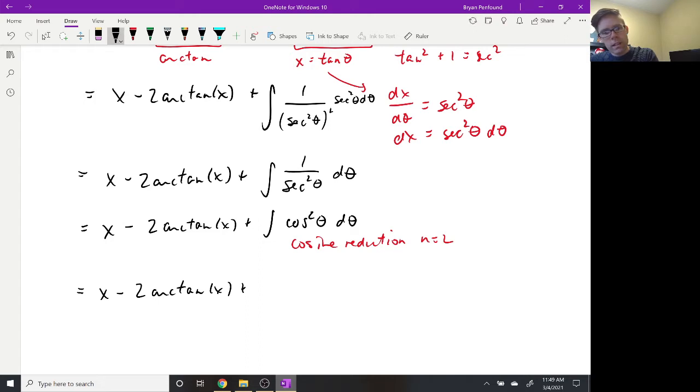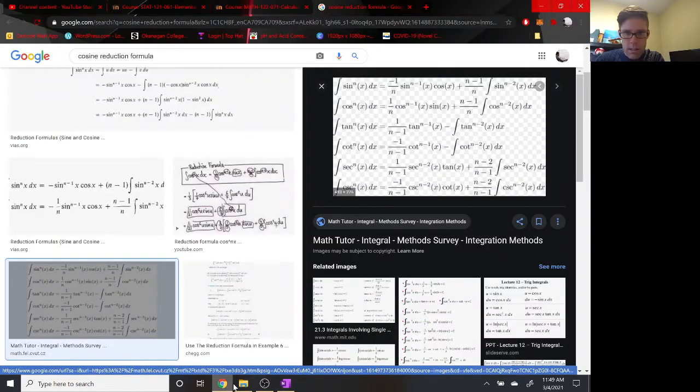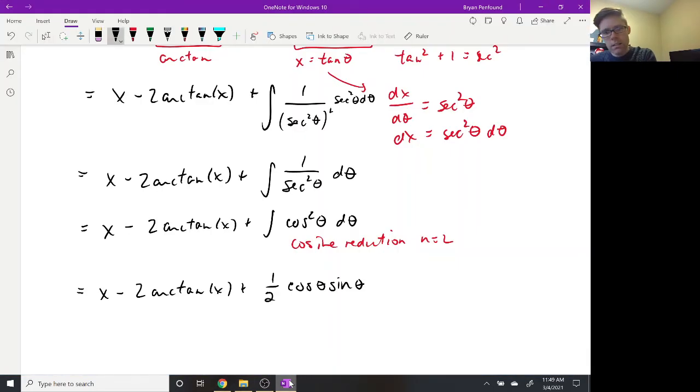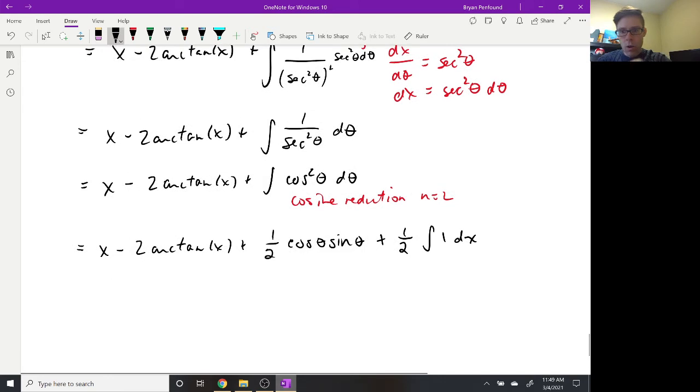All right, so what did I say? I said 1/2 cosine theta sine theta. And is it plus, I think? I think it's a plus. Yes, plus 1/2 integral of 1. Essentially, we get n minus 2, so you get cosine to the 0. So we're going to... Oh, and this is d theta. My apologies, not dx.